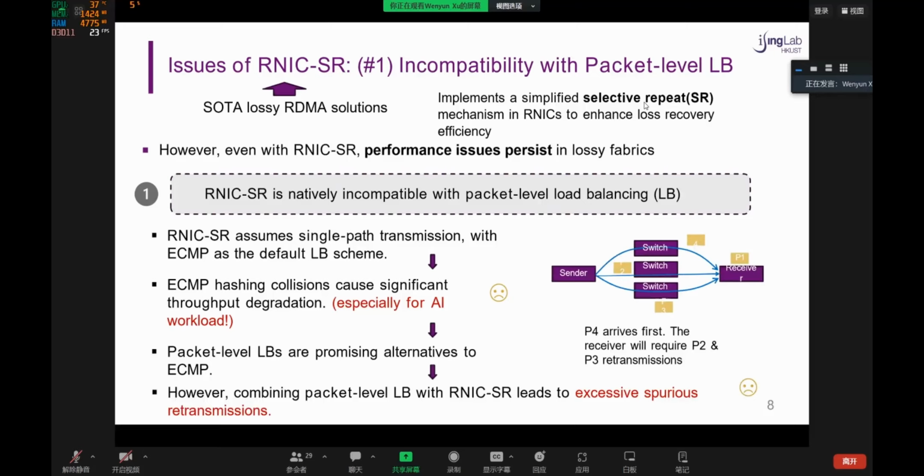The root cause of this incompatibility is that packet-level load balancing can cause out-of-order packet arrivals, even when there is no packet loss, while RNIC SR assumes that all out-of-order packets are due to packet loss. As a result, combining packet-level LB with RNIC SR leads to excessive spurious retransmissions, significantly degrading throughput. For example, if P4 arrives before P2 and P3, the receiver will request the sender to retransmit P2 and P3.